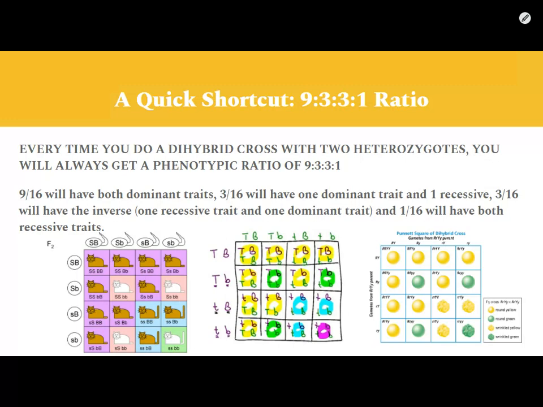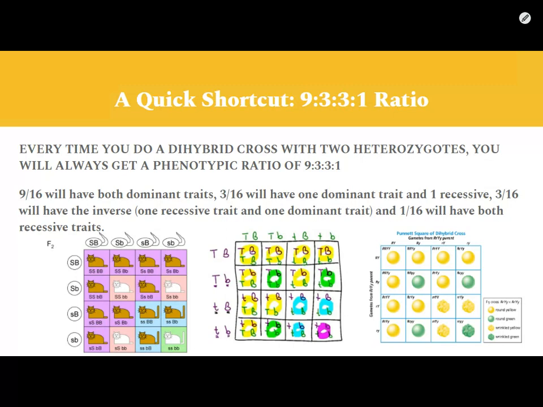So if I said, okay, we're crossing 2 heterozygotes with our initial dihybrid pea plant, whatever, and I said, how many will have both dominant traits? Without even thinking about it, you should say 9. Or maybe think about it a little bit. But without having to do the Punnett square, it'll always be 9 with both dominant traits. How many will have both recessive traits? 1. How many will be dominant for color but recessive for shape? 3. How many will be recessive for color but dominant for shape? 3. Always.